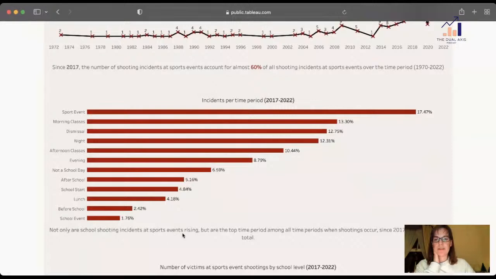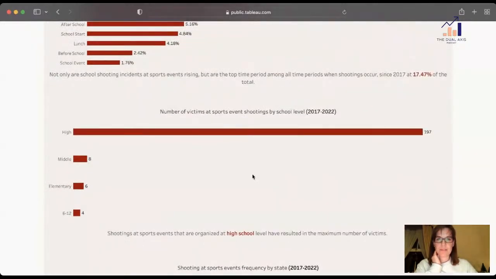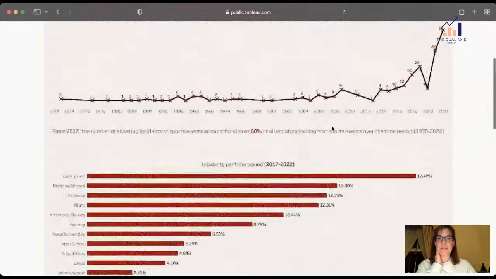Also, the description about school shooting incidents at sport events, I think, should be at the top of that section, because that's what's explaining the reason for this chart to me. Yeah. Number of victims at sports event shootings by school level. I would repeat the word school on the left. So at first, when it says number of victims, I'm like, oh, the number is high, the number is middle. Oh, okay, so this is the school. So repeat the word school, so that we know high school, middle school. And again, explain to me what these numbers mean. So if you say, so here we're looking at the last 6 years.